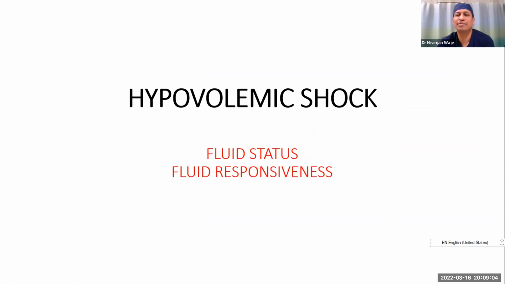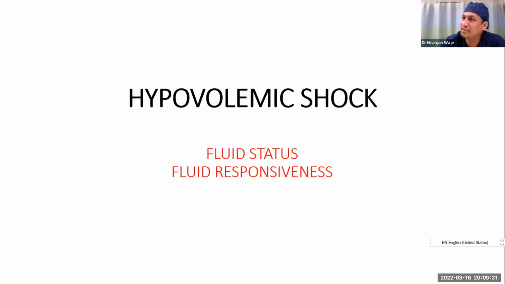The next situation is hypovolemic shock. There are two terms that are important to understand now: fluid status and fluid responsiveness. Fluid status means the total amount of fluid content in the central vascular system. Fluid responsiveness tells us precisely whether a patient will respond if you administer fluid. If you administer fluid and the stroke volume increases by 15%, that means the patient is fluid responsive.